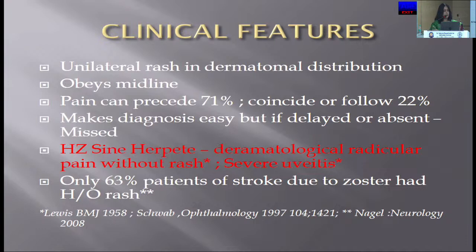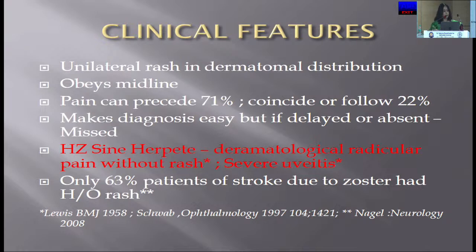The clinical features: a unilateral rash in the dermatomal distribution that obeys the midline. Here the pain is important. It can precede the rash in 71% of the cases, whereas it may coincide or follow it in 22% of the patients. So we have to keep a watch on patients who are not presenting with pain. The pain may make the diagnosis easier, but when it is delayed or absent, we should not miss the diagnosis. We should also be aware of zoster sine herpete, where the rash may not be present or a very minimal rash may be present, but the pain may be there. So we need to identify such patients for an early diagnosis.